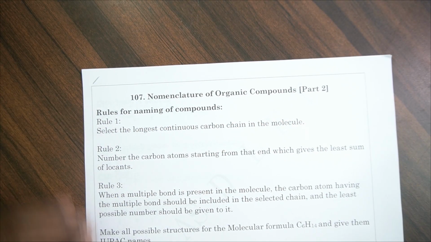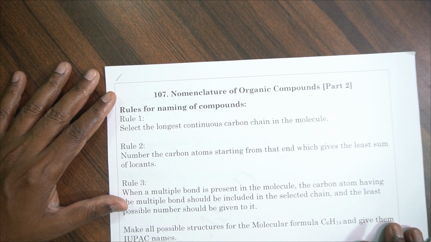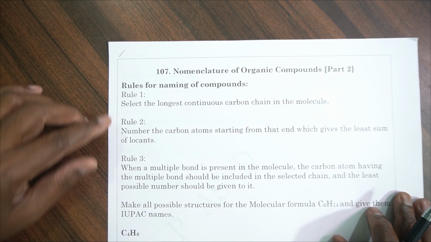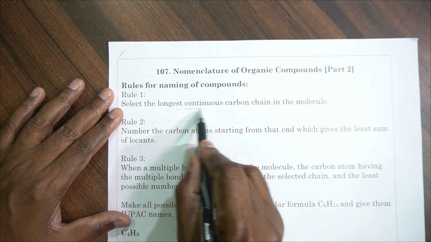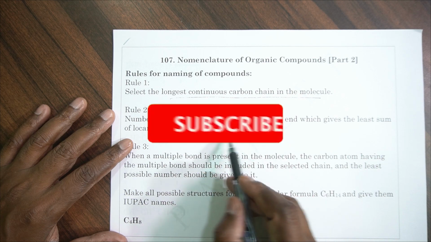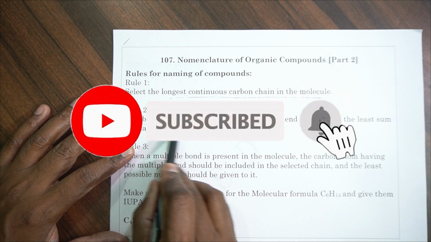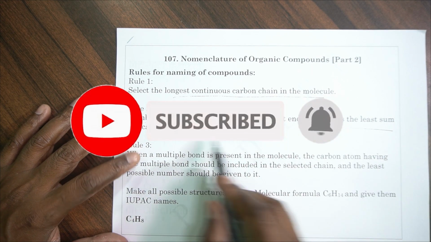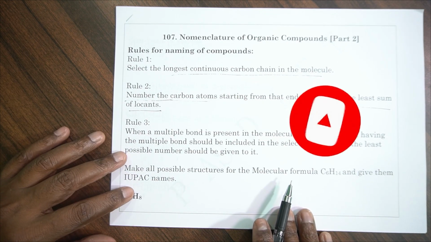Hello students, in the previous video we have watched how we can name some organic compounds, and I dealt with alkanes there. Now just a quick recall: rule number 1, select the longest continuous carbon chain, and rule number 2, number the carbon atoms starting from that end which gives the least sum of locants. We have understood it in the last one.